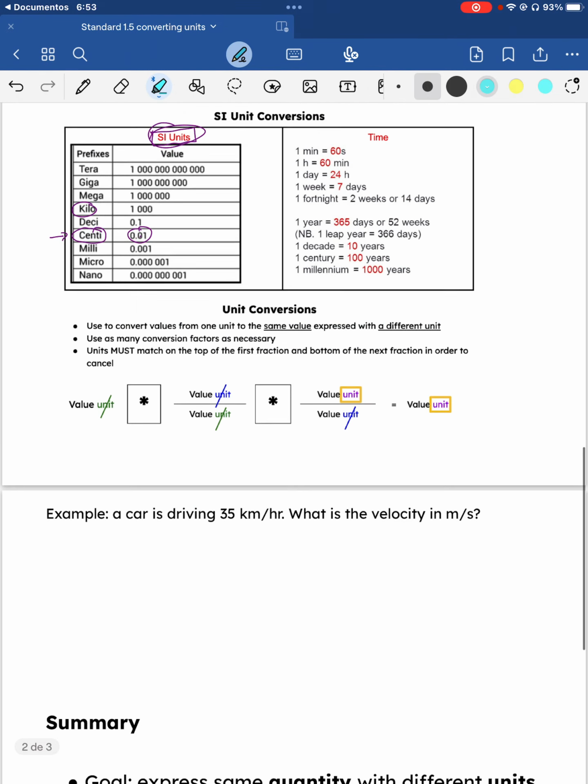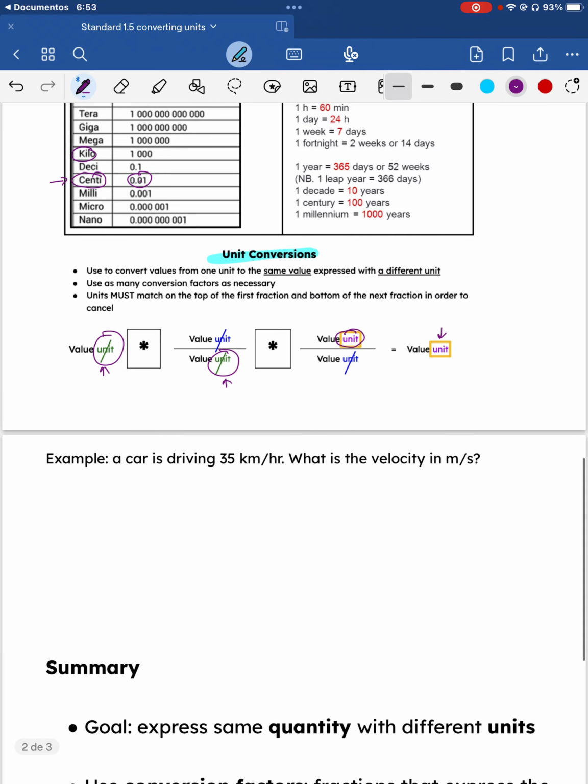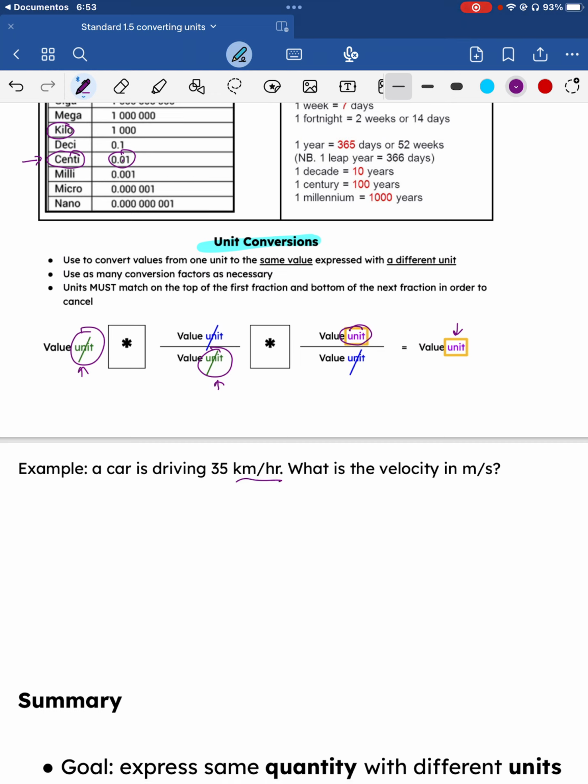So you also have here on this sheet that we gave you how to set up conversion factors, exactly what we talked about. Whatever unit you start with has to go in the bottom. That's going to allow the units to cancel. Whichever unit doesn't cancel is the unit you end up in. We can also do this if you start with something like a unit of velocity, kilometers per hour.